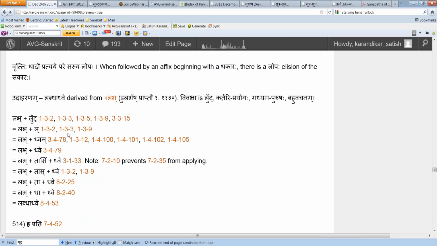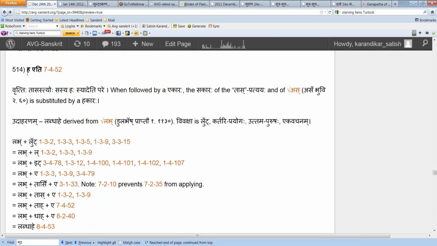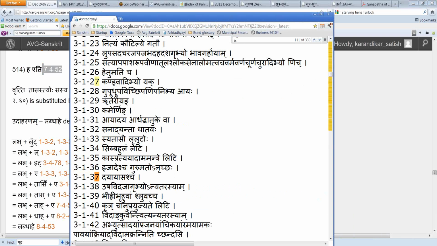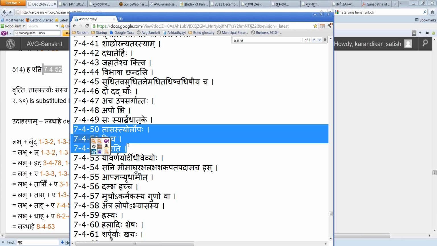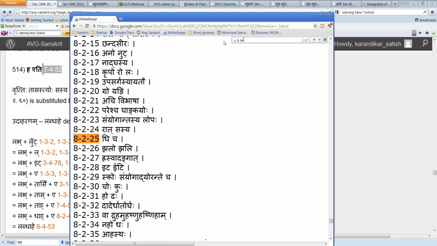So we saw that, and we also saw the sutram Ha Eti as the last sutram in the Uttama purusha ekavachanam. Tasastyoho. Look at the number here now, it is 7452. One thing in the class we always try to emphasize is, don't just blindly look at the Vritti Sutram. See which section of the Ashtadhyayi you are in, because these rules, which is Tasastya or Lopaha, 7450, then followed by Richa and Ha Eti, they're in one section, while the Sutram Dhicha is in a completely different section, way back there, so it's in a different context. You have to keep that in mind.